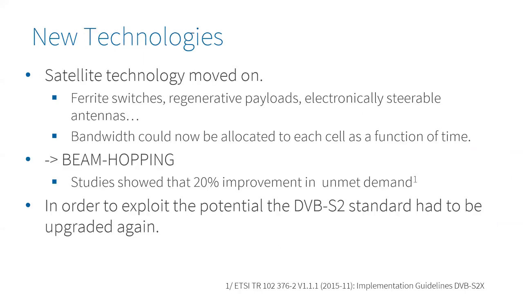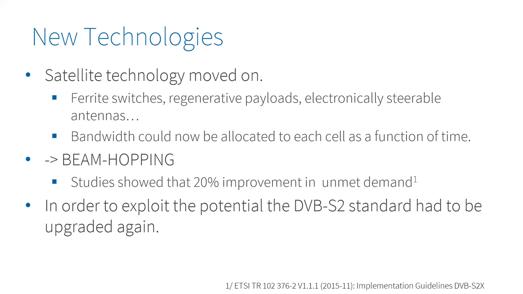Next. So as time went by, satellite technology moved on. Satellites were able to use ferrite switches, regenerative payloads, electronically steerable antennas, and so on. And bandwidth could now be allocated to each cell as a function of time. And so the term beam hopping was coined, where the beam will switch from cell to cell on a time basis. And some studies, the references given in the implementation guidelines, showed that up to 20% improvement in unmet demand could be met by using beam hopping techniques.